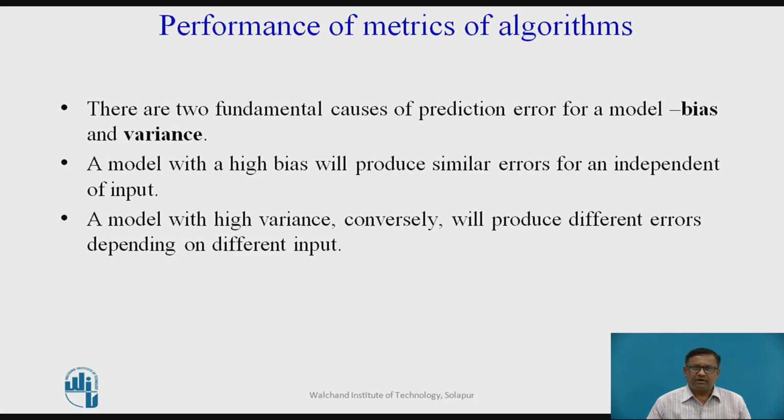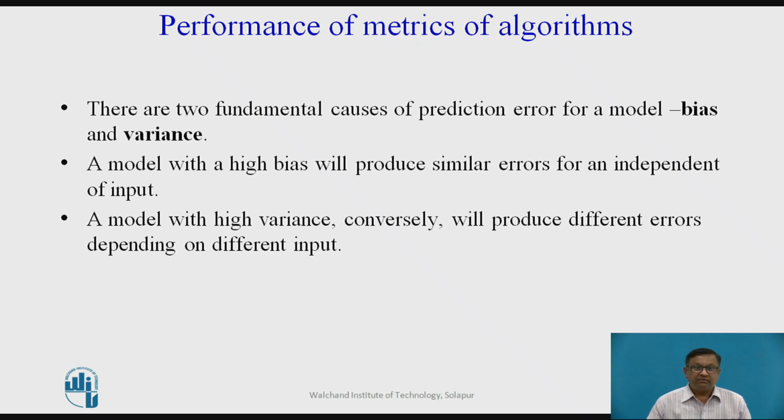Then we will see some of the performance metrics of the algorithms. There are two fundamental causes of prediction error for a model, called bias and variance. So what are the sources of error which occur in prediction of an output? That is bias and variance. What is bias? A model with a high bias will produce similar errors for an independent input. So if the inputs are different, the model will generate similar errors when the system is more biased.